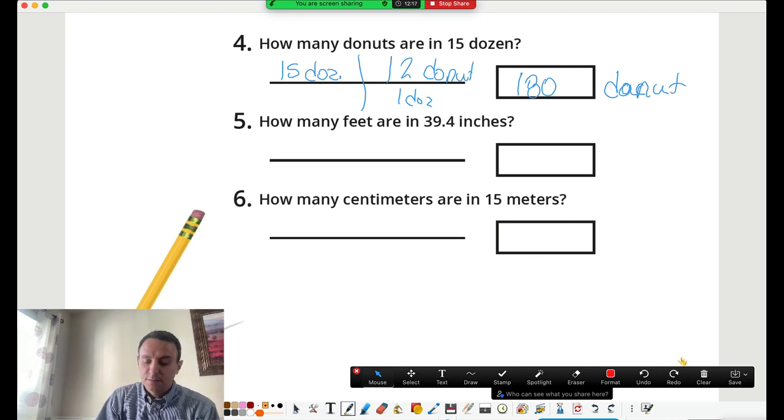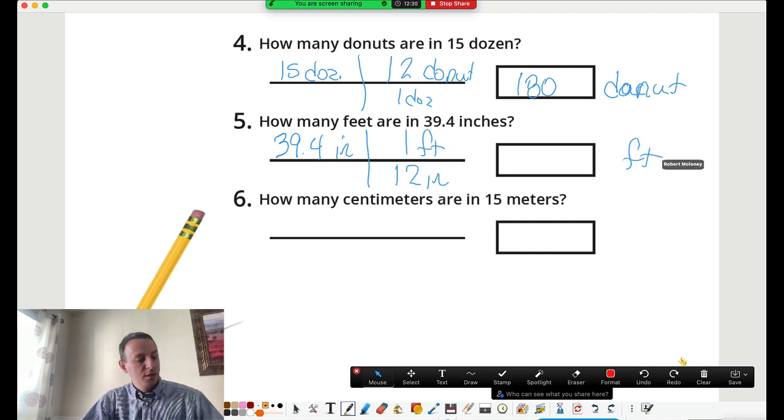My next question is similar. We start with that 39.4 inches. And then we go how many feet? So we know there are 12 inches in 1 foot. That leaves me with feet as my solution. So 39.4 divided by 12 gives me, and this one's going to be a repeating decimal, so we'll just write it as 3.28. You can round to the nearest hundredth, just like we talked about in pretty much every other class we've done, or lesson that we've rounded.